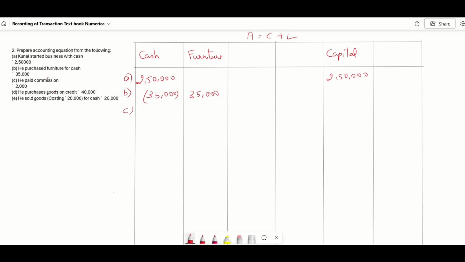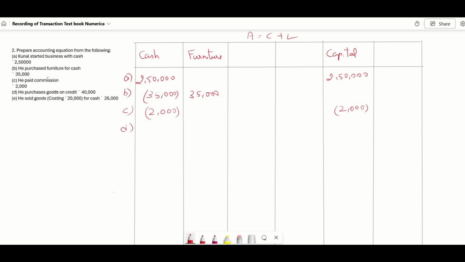C, he paid commission 20,000. So cash balance will reduce. There is a reduction in asset and a reduction in the capital as well. Since it is an expense, that will reduce the capital. So both sides are reducing, again it is balanced.